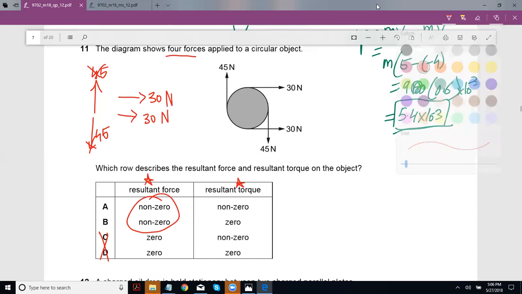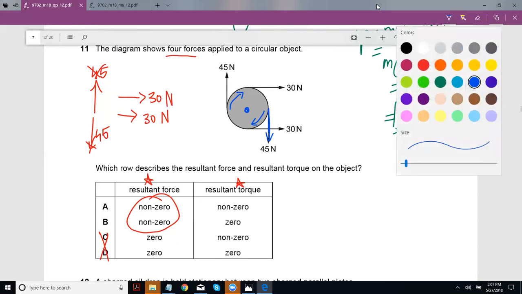Resultant torque might be a little more tricky. So you have to think, because here they probably have the same fixed point. And if it's the middle, they have the same perpendicular distance, which is basically the radius. But you really have to think in which direction this is making the circular object spin. Is it rotating clockwise or anti-clockwise? So the 45 Newton force here makes it rotate clockwise. This one as well makes it rotate clockwise. So these two obviously won't cancel each other out.